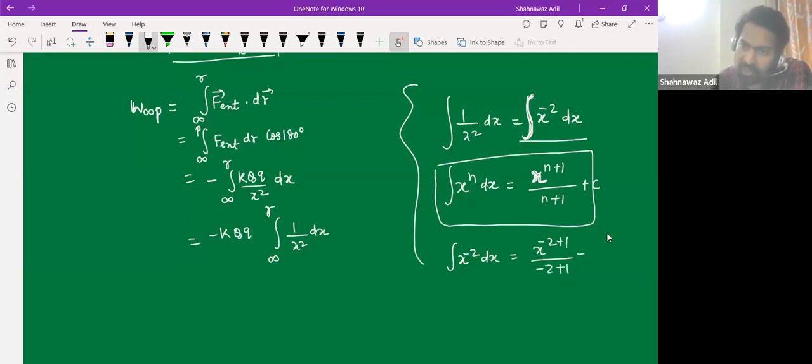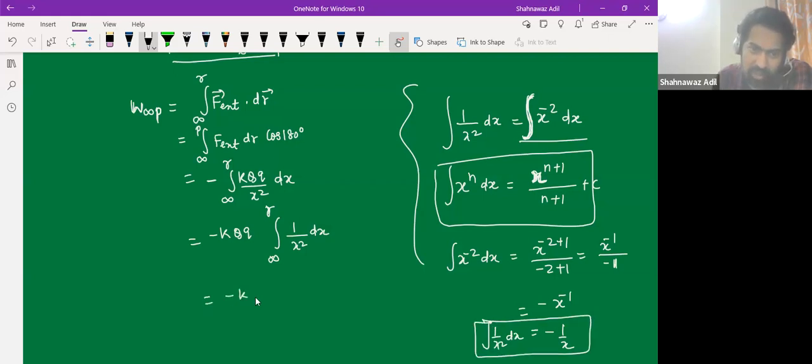We ignore the constant. So it will be minus x to the power minus 1, and we can write this as minus 1 by x, plus c. We ignore plus c because we have a definite integral. So the integral of 1 by x squared is minus 1 by x.